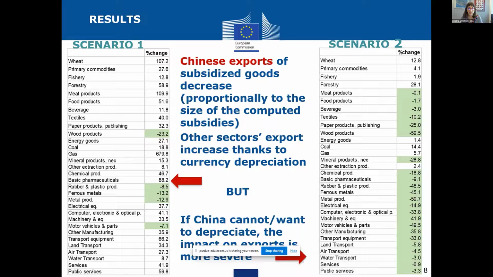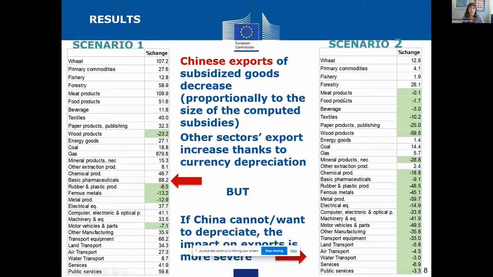Let's see here the exports of China to the world, and we notice, for instance, that in the first scenario, where depreciation can be implemented, of course, exports decrease more and proportionally to the amount of subsidies in those sectors like wood. I have mentioned ferrous metals and metal products, and rubber, plastic, and motor vehicles and parts. But other sectors increase. Of course, there is transfer. It's a matter of efficiency, and there are big numbers, but certain sectors are very small.